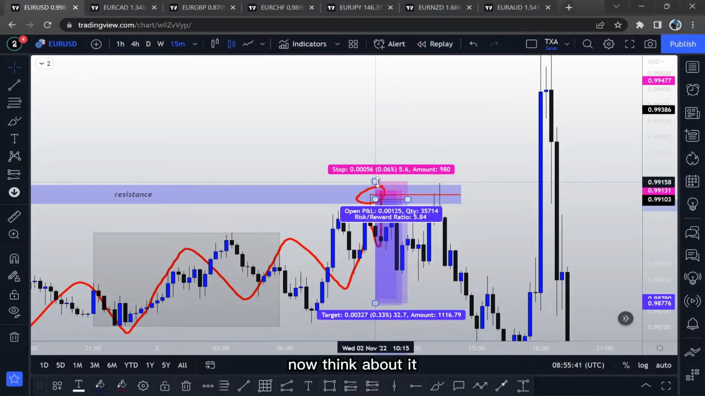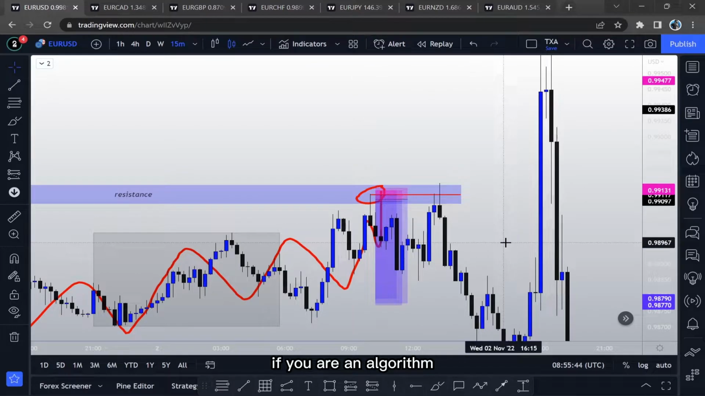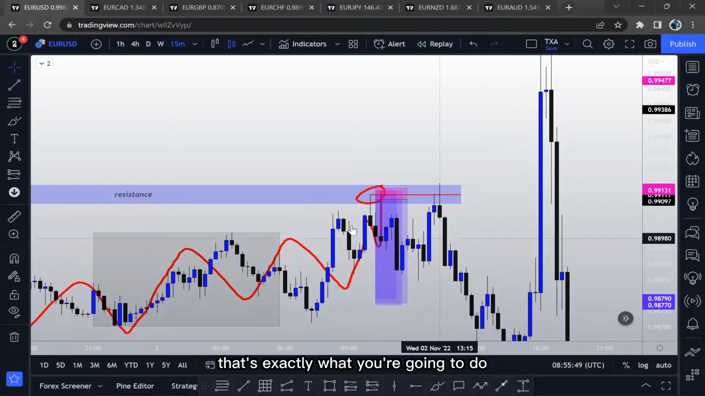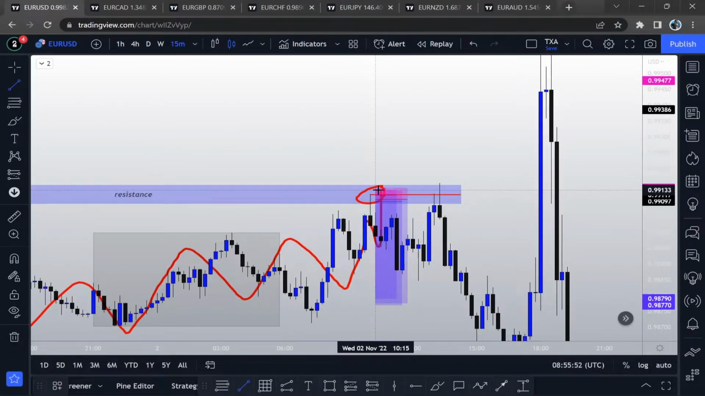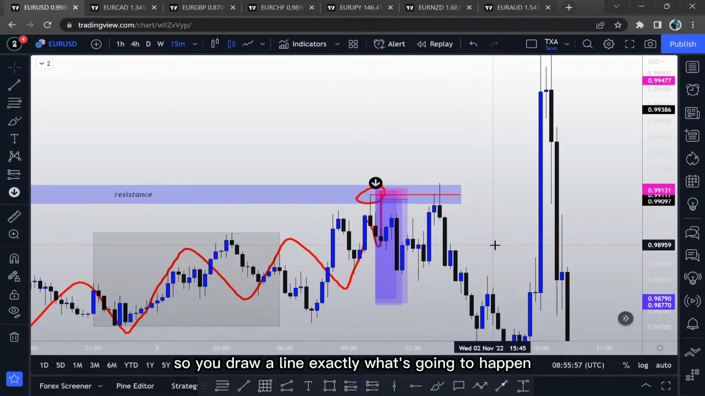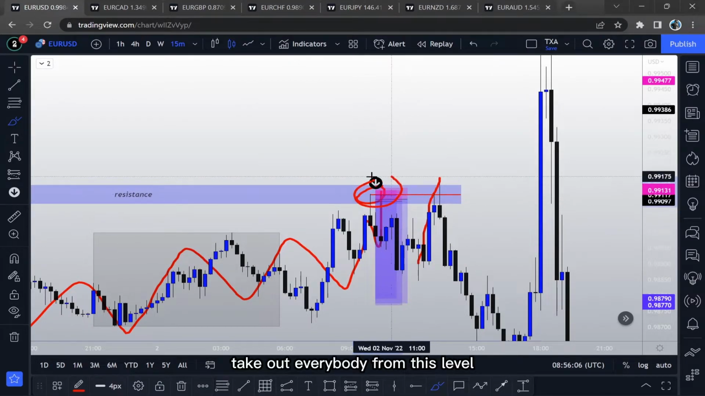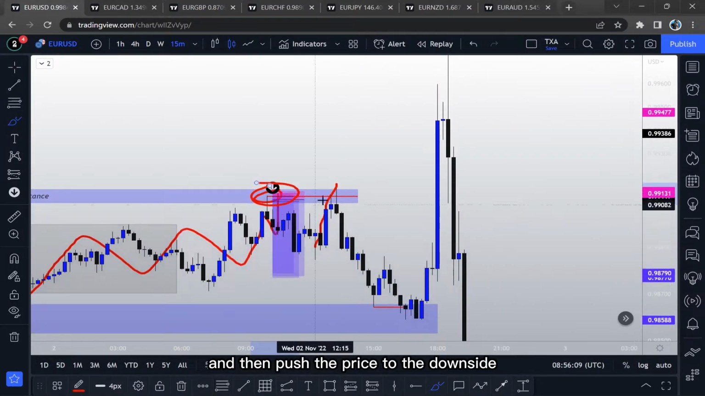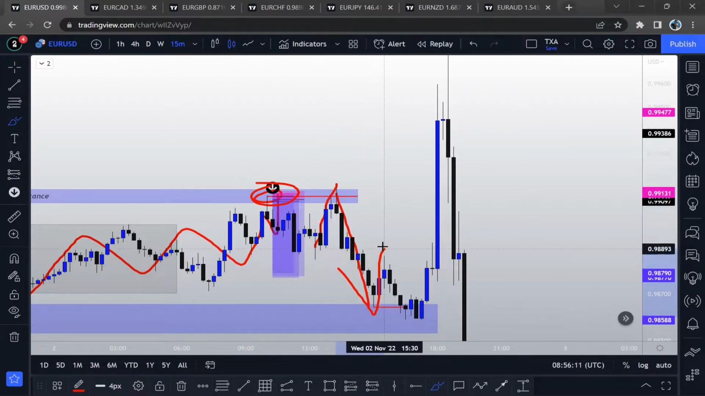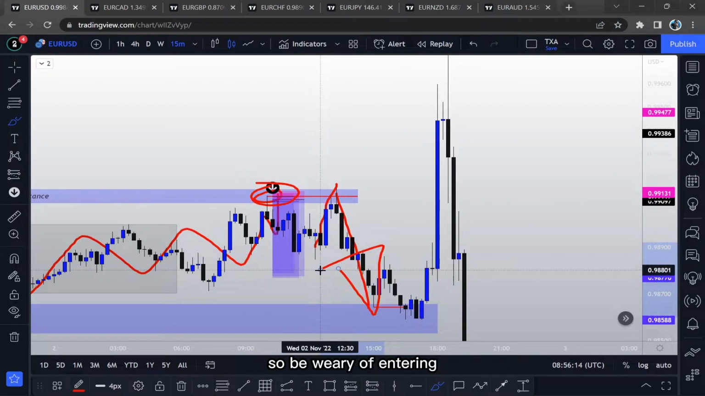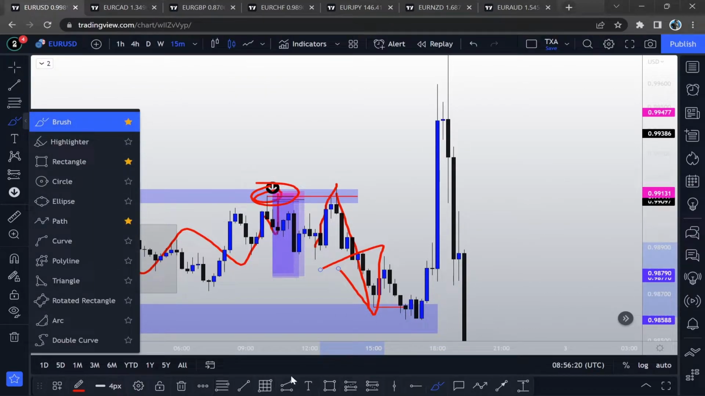Now think about it. If you are an algorithm and your objective is to take out stop losses, that's exactly what you're going to do. There are stop losses around this level, so you draw a line. Exactly what's going to happen. The price is going to retrace back, take out everybody from this level, and then push the price to the downside. So be wary of entering as soon as the price touches your levels. Be very wary of that.